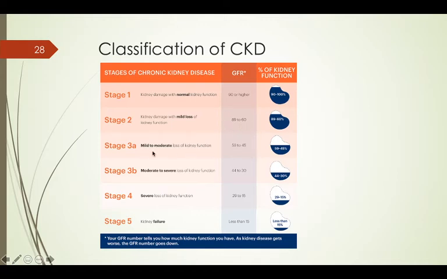Stage 3 is split up into 2 here. So first one 45 to 59, and the next one 30 to 44. Stage 4, this is when patients start to get symptoms. So here the GFR is between 15 to 29, and then end stage renal failure, or stage 5, is when the GFR is below 15.